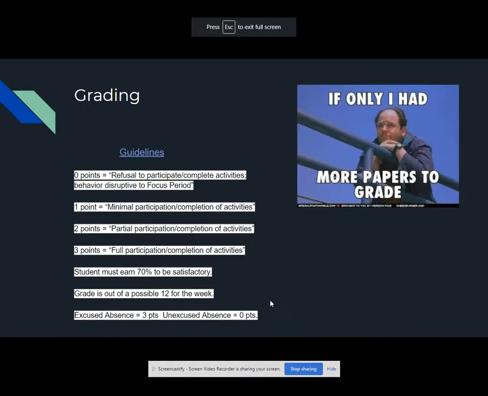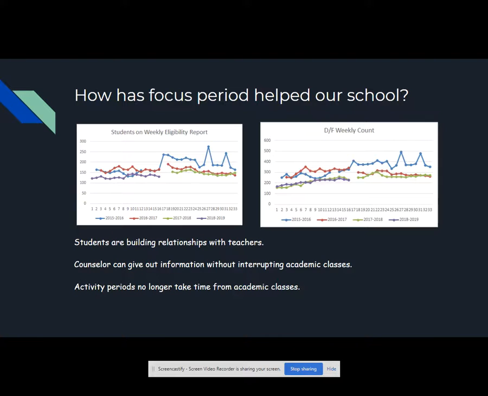We do give a grade to Focus Period. Now, it is not a traditional ABC grade. It is satisfactory, unsatisfactory. Monday, Tuesday, Thursday, Friday, they should be getting 3 points a day. If they do nothing, they get 0 points. So that becomes 12 points a week. We do not give them points on Wednesdays, since it's check-in and check-out day. They have to earn at least 70% of the points to be considered satisfactory.